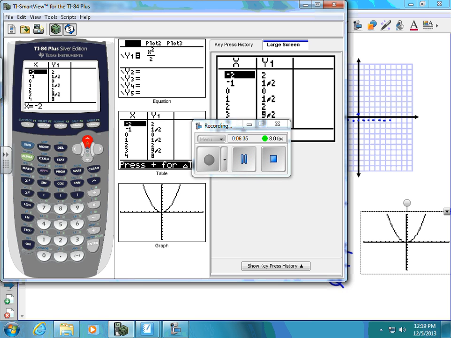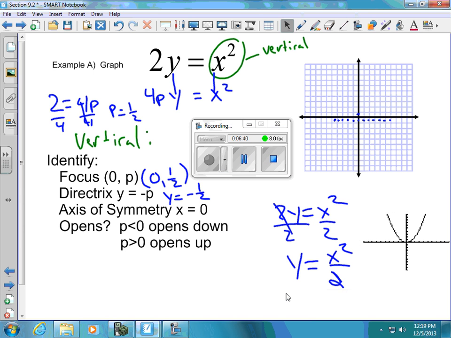Okay, 0, 0, 2, 2, negative 2, 2, 0, 0, over 2, up 2, left 2, up 2. There we go. So that's all I'm looking for. I want the focus and directrix found and labeled, and then one point either side of your vertex. And you're good to go.